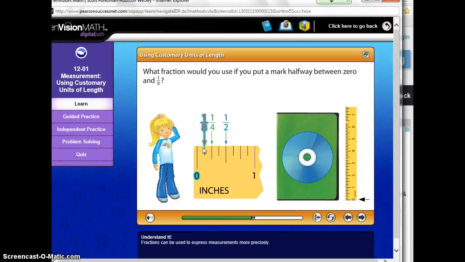So what if I wanted halfway between? Right there. What would that be as a fraction? Think about this now. Check out the pattern. What do you think, Brendan?